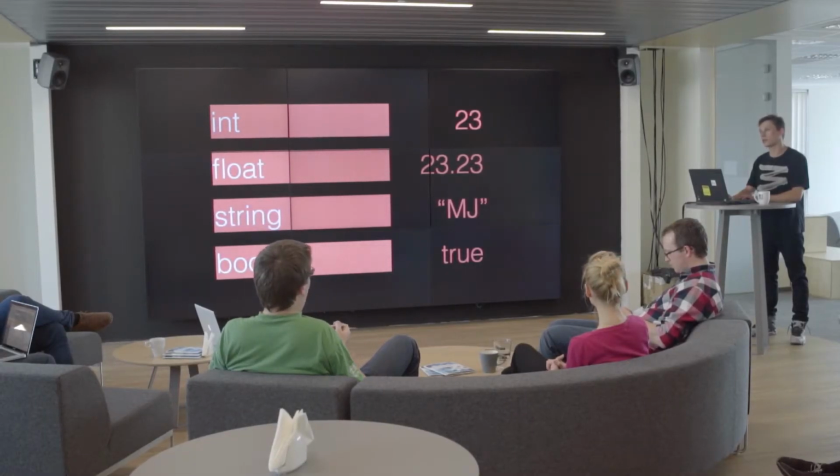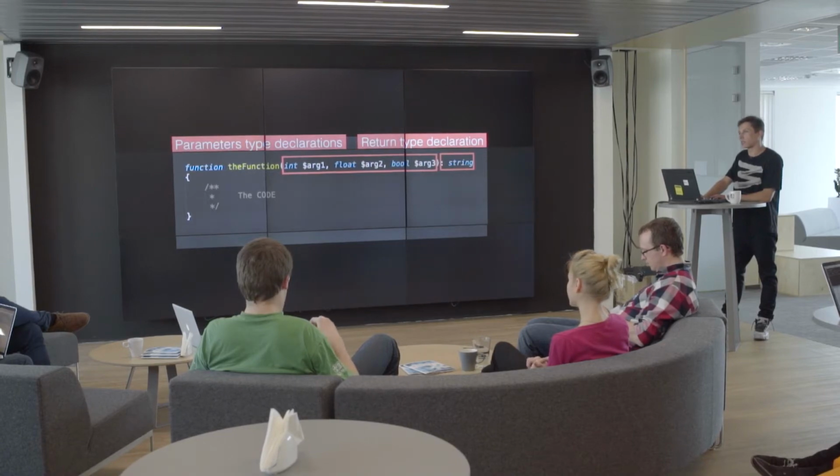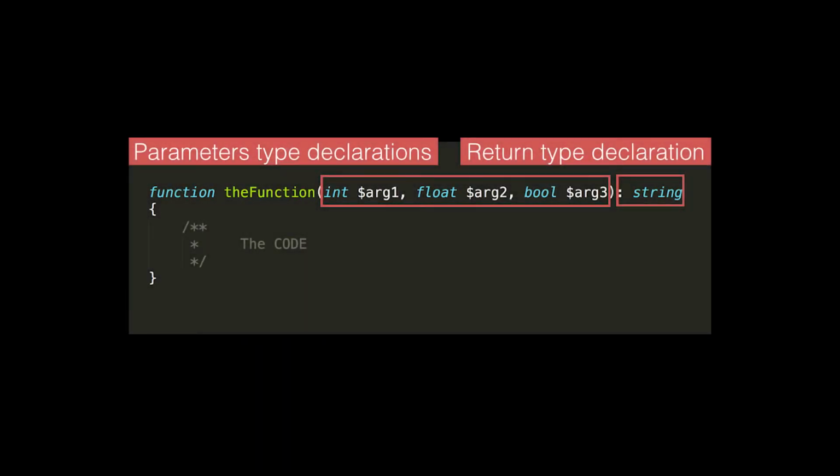Those words are not keywords. Those words are just restricted from usage as class, interface, or trait names. So the backwards compatibility is maximized. We can use them as parameter type declarations or return type declarations.